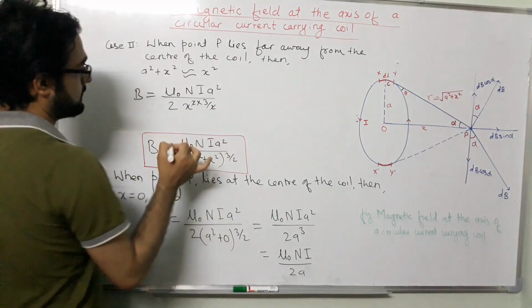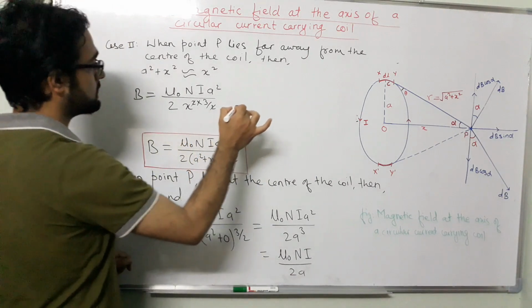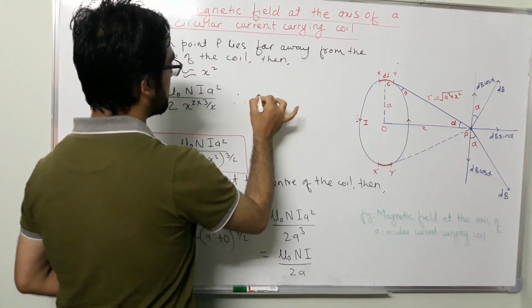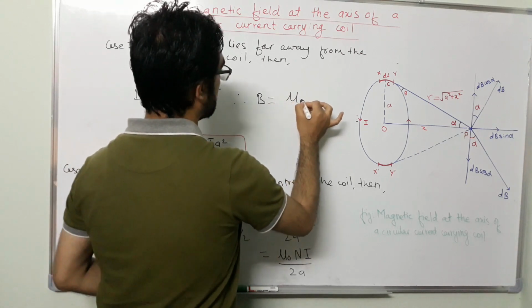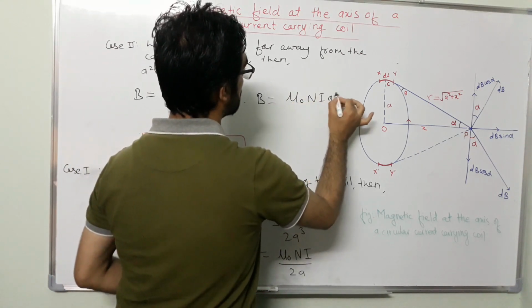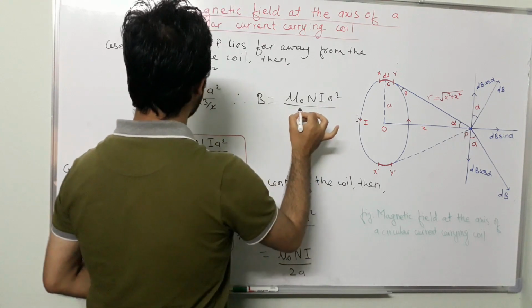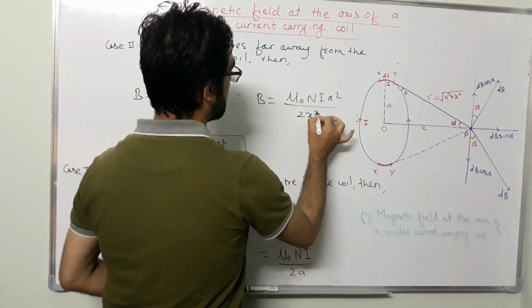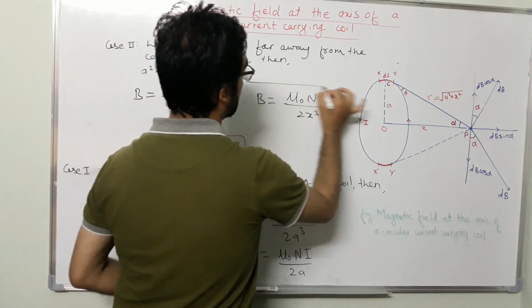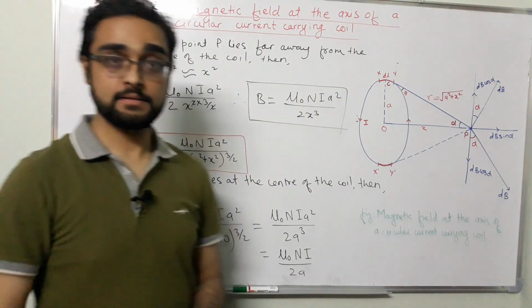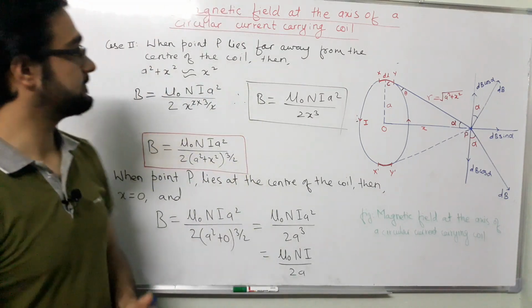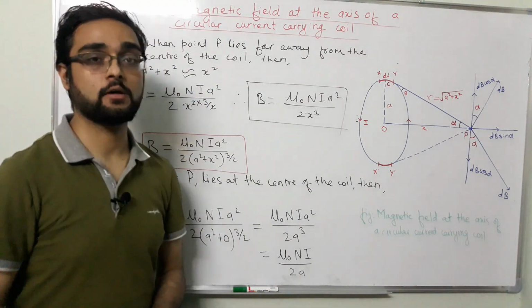and this 2 gets cancelled out. Therefore in this case, B becomes equal to mu naught n I a square divided by 2x cube. In this way, we calculated the magnetic field at the axis of a circular current carrying coil.